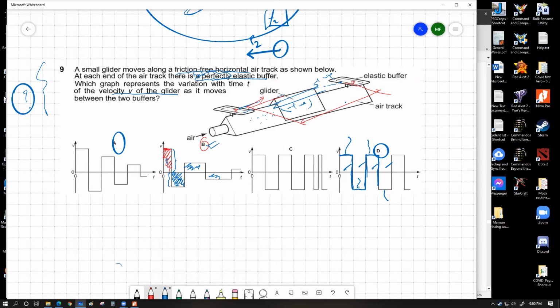Think. Sir, the inelastic buffers should come closer to each other. Very good, perfect answer.